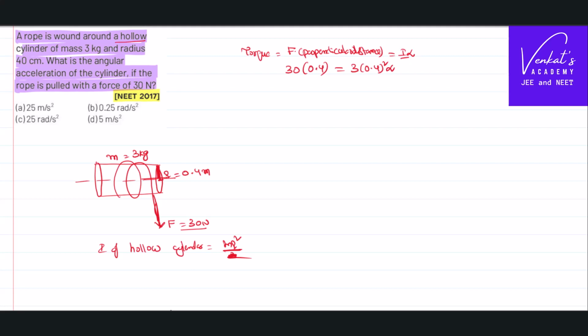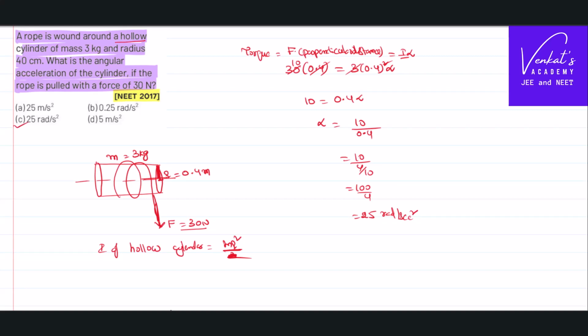Alpha you are asked to find out. 0.4 will cancel. 3 into 10 times. So 10 equal to 0.4 into alpha. Alpha equal to 10 by 0.4. That is 10 by 4 by 10. That is 100 by 4. That is 25 radian per second square. Right? That's the answer for the problem.